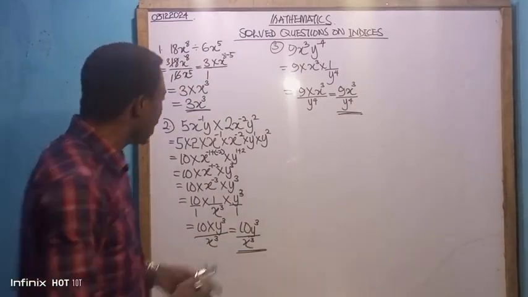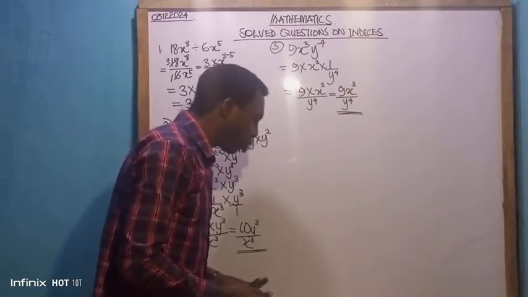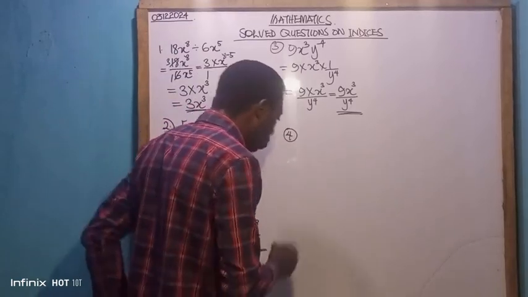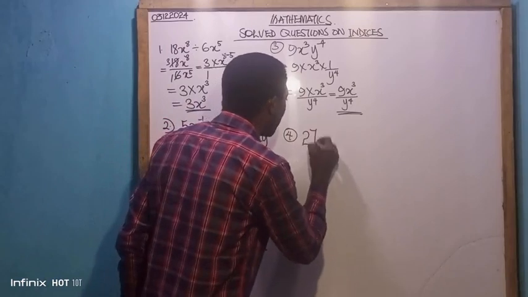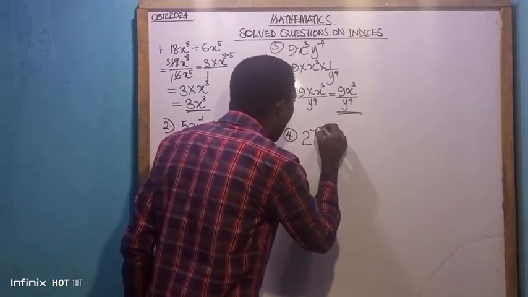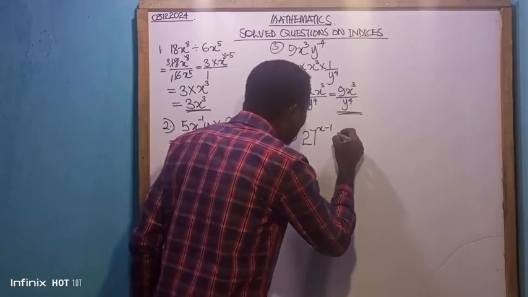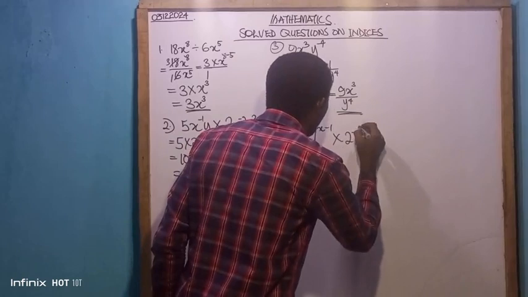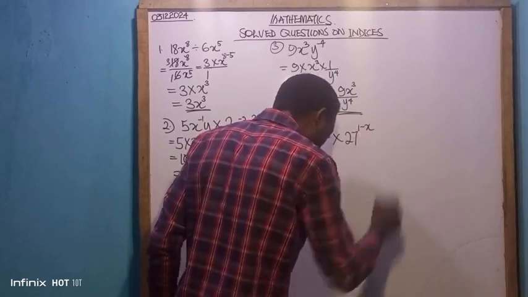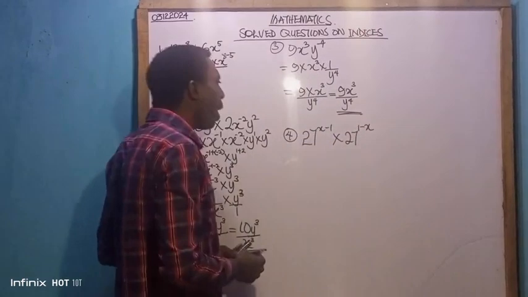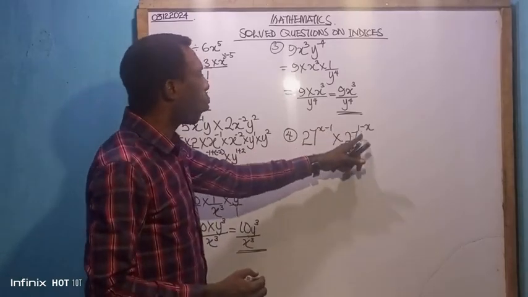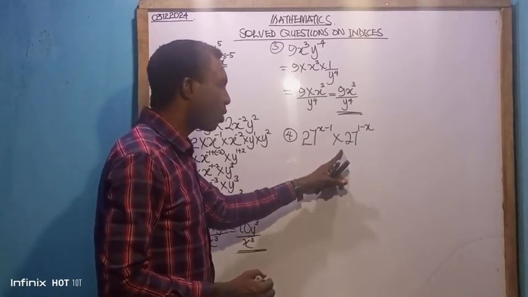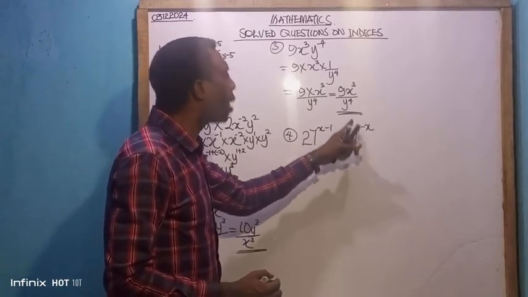It's more or less like the one we did here. So thank you. Let me quickly take the last question on this one, which is number 4. This one is 27 raised to power x minus 1, multiplied by 27 raised to power 1 minus x.